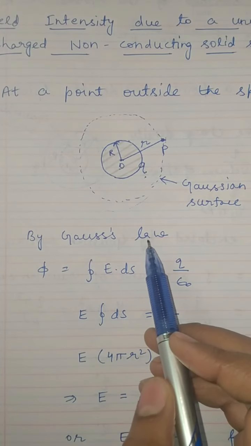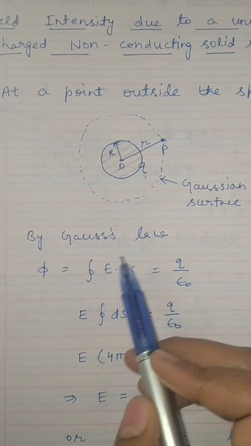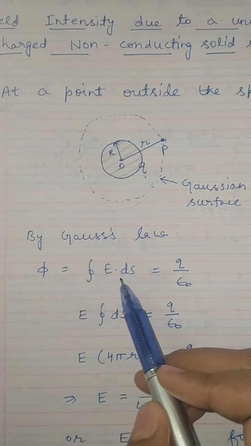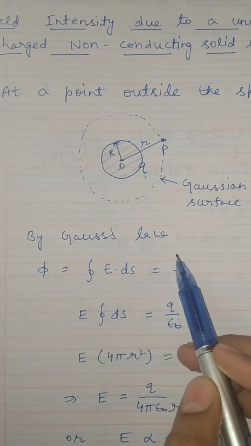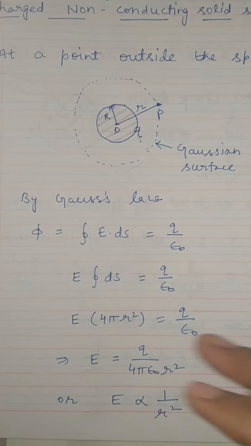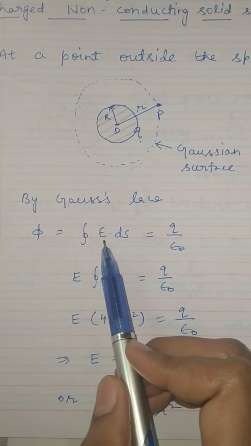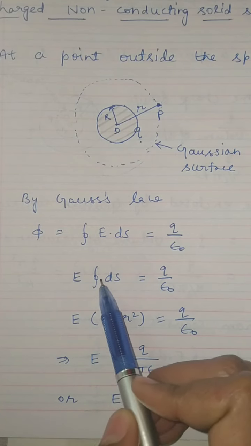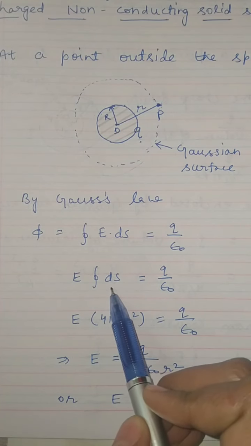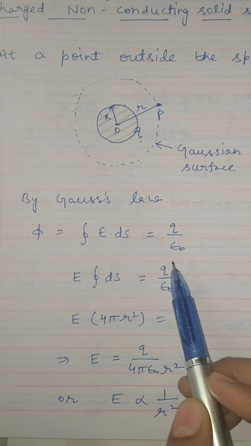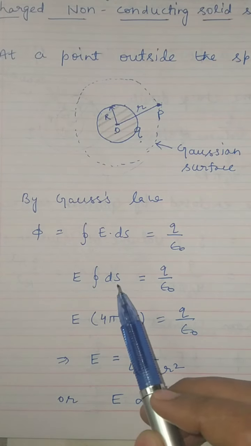So we will calculate the electric field with the help of Gauss's law, which is phi, the electric flux, equals integration E dot ds equals 1 upon epsilon naught times the charge enclosed. Since the sphere is uniformly charged, we can take the electric field outside this integration and it will be applicable only for this Gaussian surface. So E integration ds equals q upon epsilon naught.